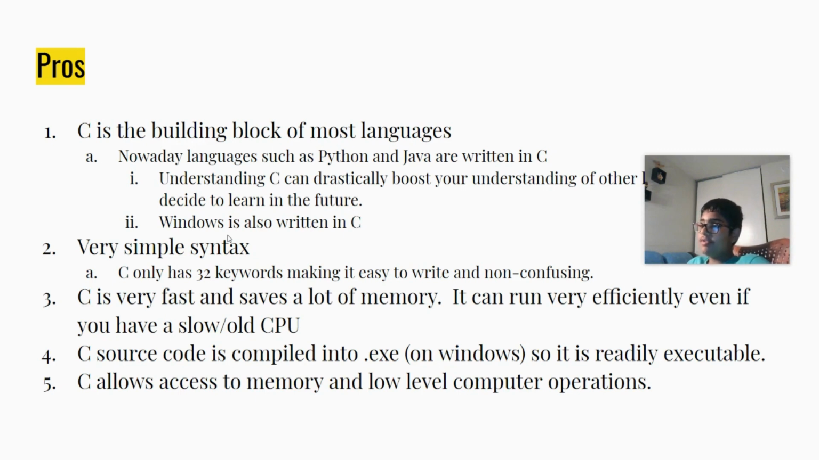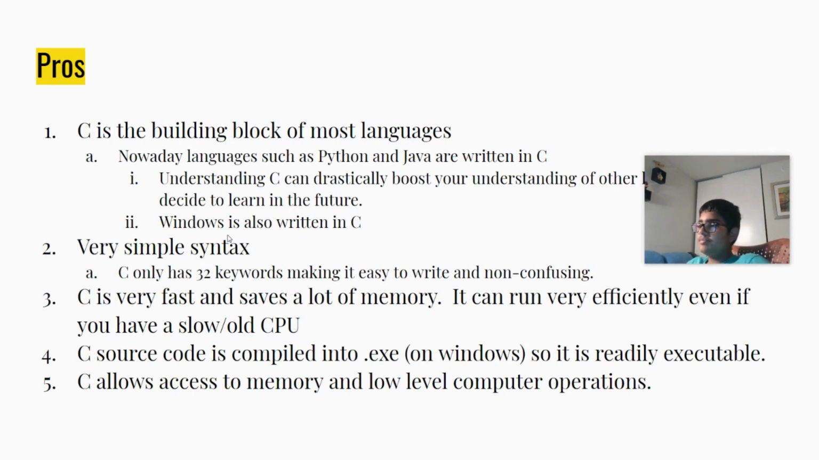Number two, C has a very simple syntax and functions. There are only 32 keywords, therefore you can use most of the English words as you wish. It makes it easier to code and understand. There are also many libraries with built-in functions that you can include to make your life much easier. Because C was invented in the earlier days, it is very memory efficient and can work on even the oldest computers. No matter how old your CPU and computer is, C can work fast and efficiently.